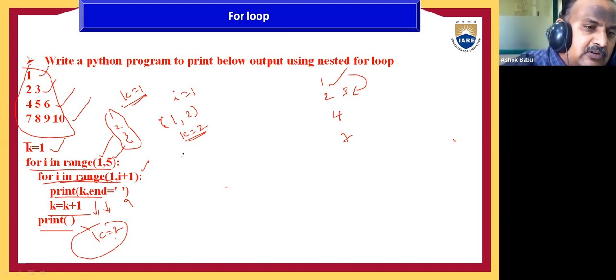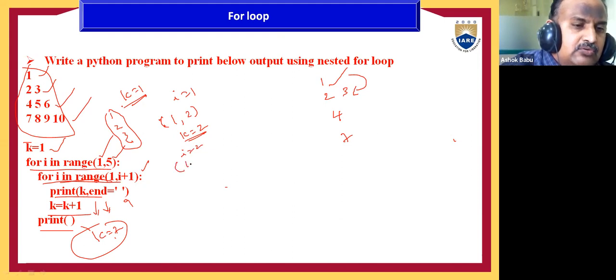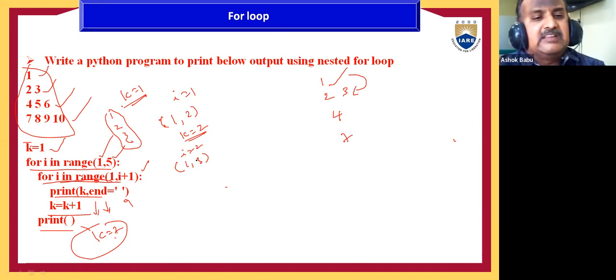Now the i value is equal to 2. When i is equal to 2, the new range is 1 to 3. So 1 to 3 means it will consider only 1, 2, because 3 will be excluded. Therefore, it will print the k value. The k value is already 2, so it will print the k value 2.